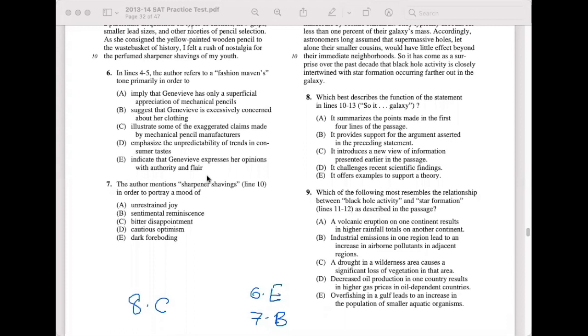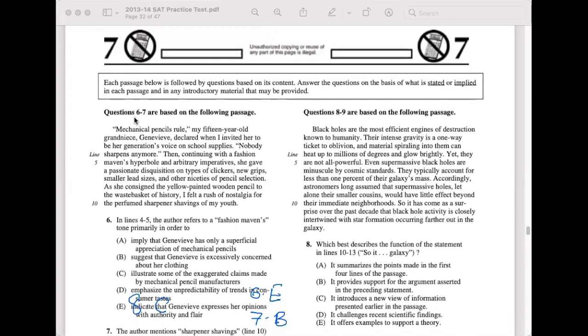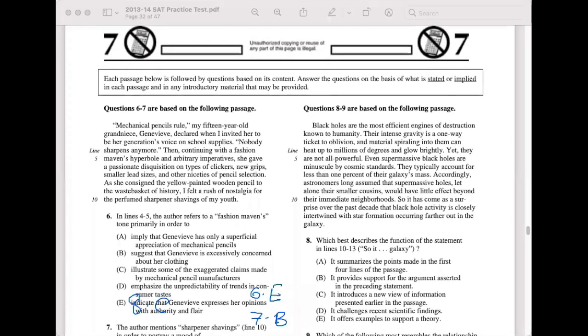Which of the following most resembles the relationship between black hole activity and star formation as described in the passage? So this is what is known as an analogy question. You have to find an option that is analogous to what is described in the passage. So lines 11 to 12 are saying that it has come as a surprise that black hole activity is closely intertwined with star formation occurring farther out in the galaxy. So star formation farther out in the galaxy is closely related to black hole activity.